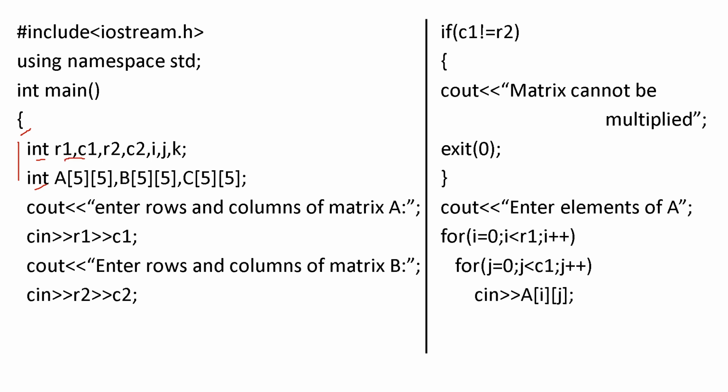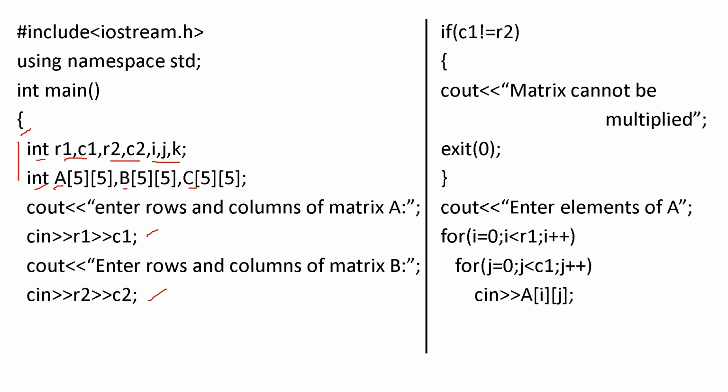R1, C1 are the rows and columns of the first matrix. R2, C2 are the rows and columns of the second matrix. I, J, K are the for loop variables. Three matrices are there: A, B, and C. Now enter the rows and columns of the first matrix. Enter the rows and columns of the second matrix.